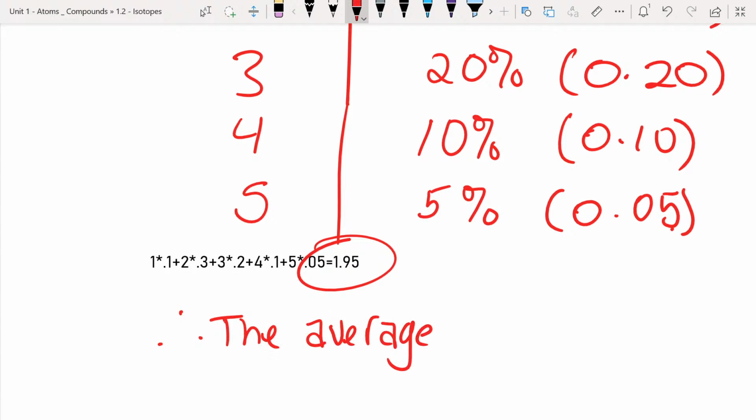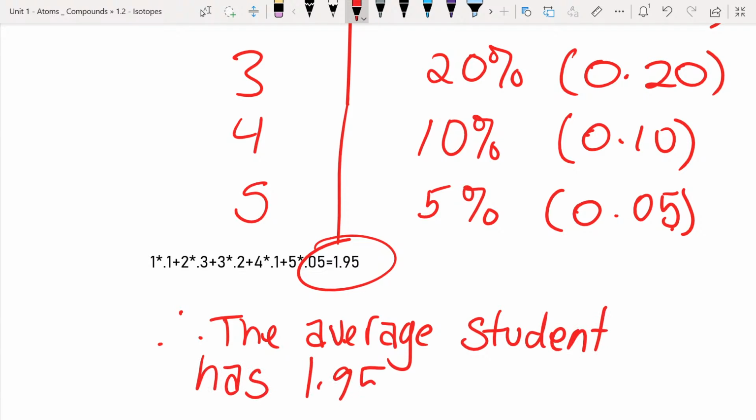Cool, I've got an above average number of pets. Now again, I just made these numbers up. But still, has 1.95 pets. Does that basic process make sense? Do we kind of understand how we got there?